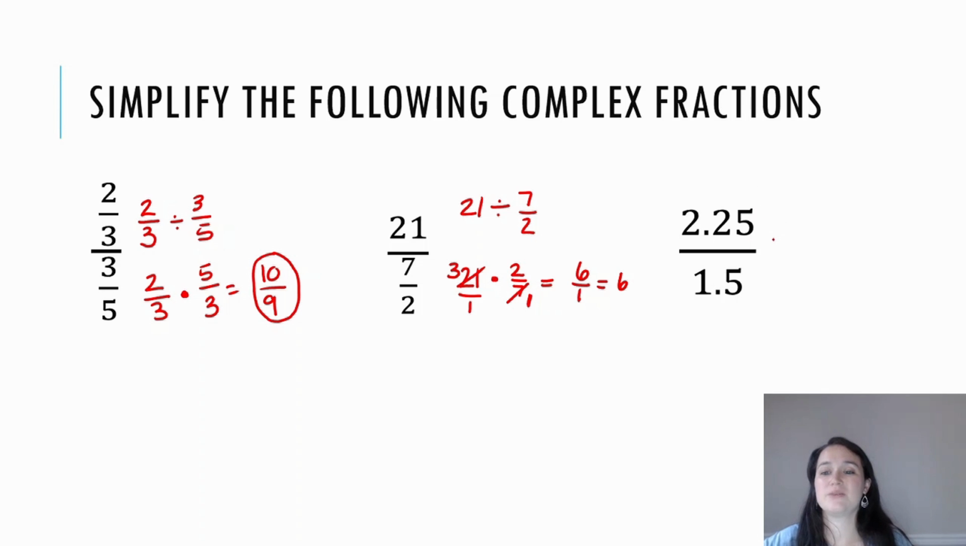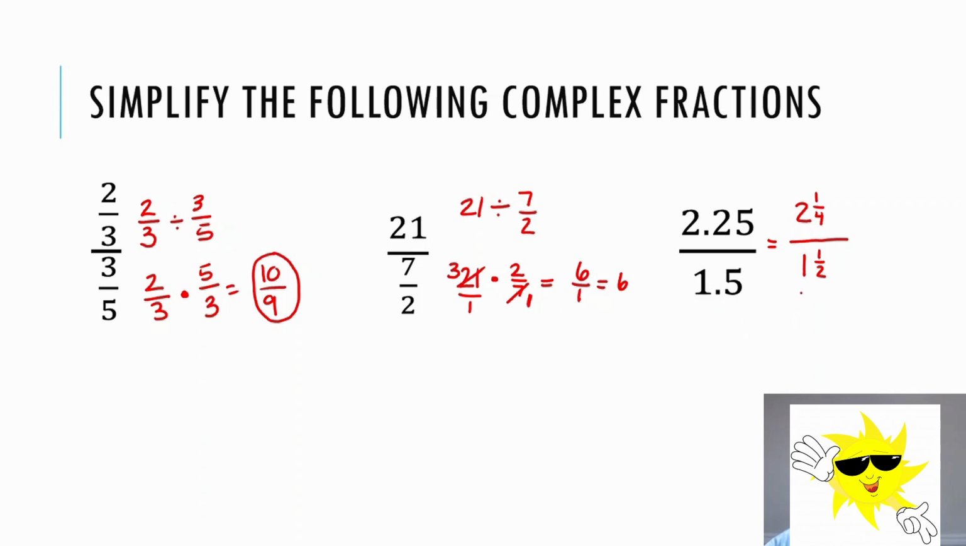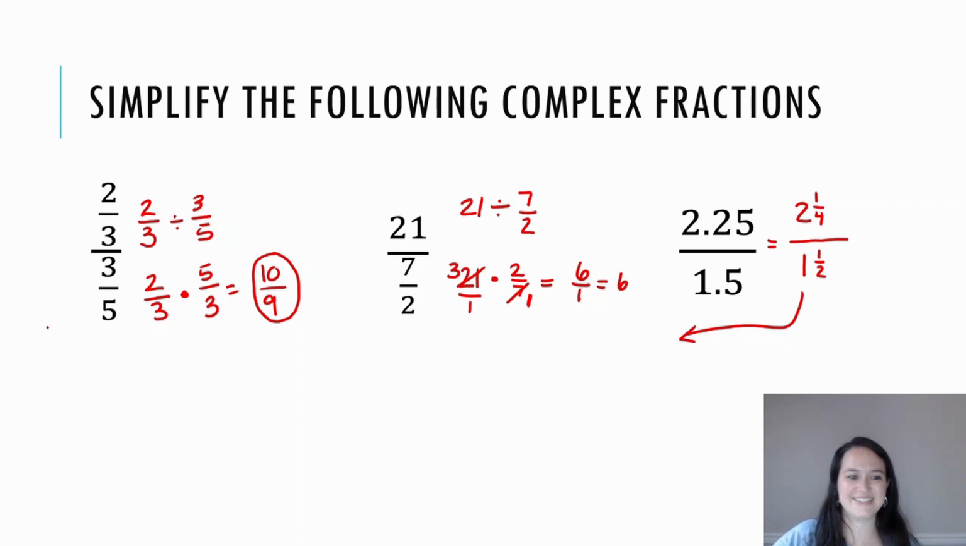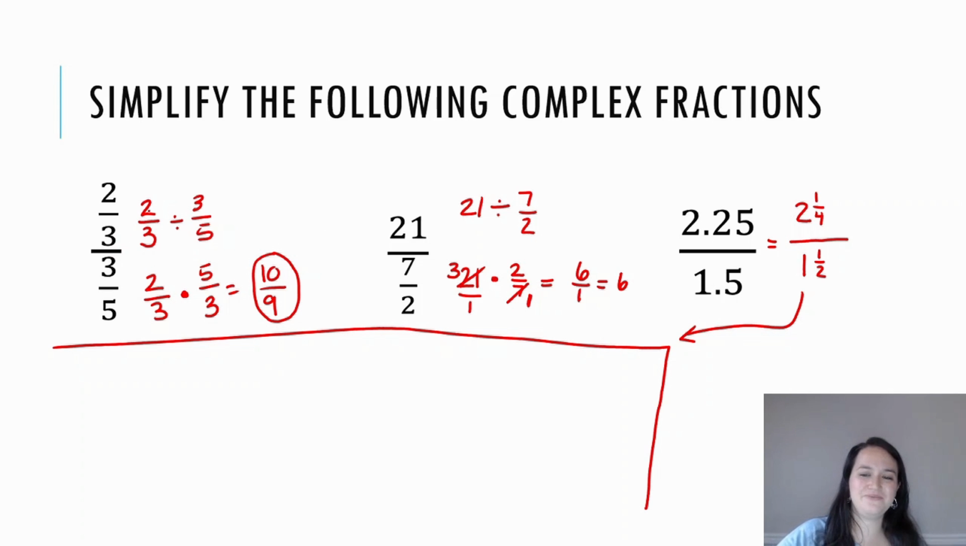So what I'm going to do is change these. I've got 2 and a 4th because that's 0.25. That was on my list of fractions, decimals to memorize back in that video. Then I have 1 and a 1/2 that I need to convert. So I'm going to make these improper fractions. I'm going to go this way. Right. So I'm going to make this 2 and 1/4.